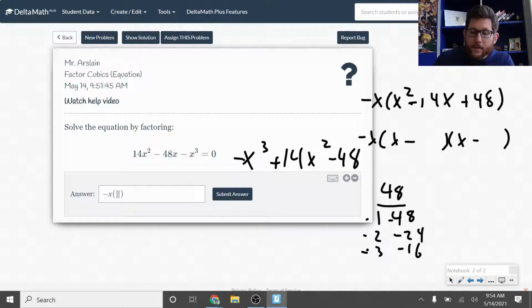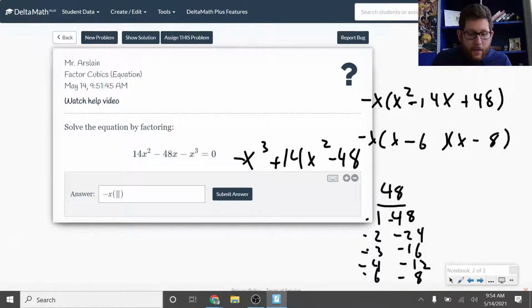Now, I want these to add up to negative 14. I've noticed all of these numbers are already too big if I were to add them up. So that also kind of clues you in. So let's see, the negative 4 and the negative 12. That's close, but not quite. It's probably the next one here. Negative 6 and negative 8. And yeah, that's going to work for us. Negative 6 times negative 8 gets us 48, adds up to negative 14. So I'm going to have minus 6, minus 8 as my answers.